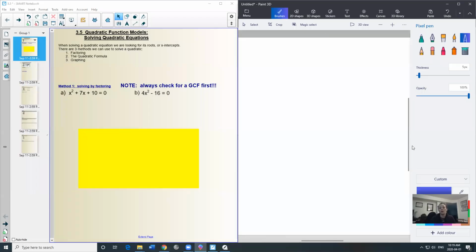Hello everyone, welcome. Today we are looking at section 3.5. We are solving quadratic equations. Solving a quadratic equation means finding the x-intercept or the roots, okay? So that's what it means to solve.